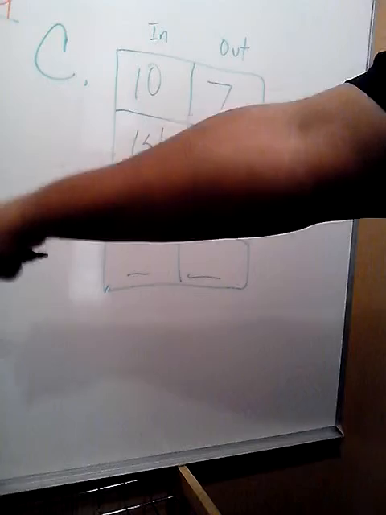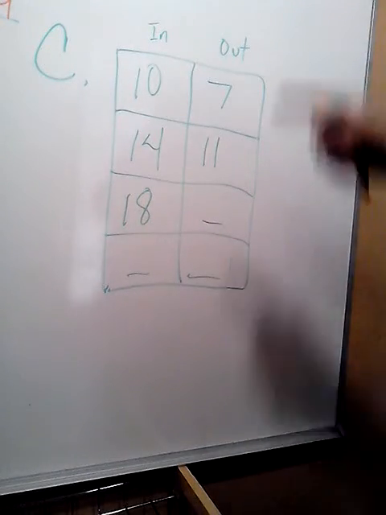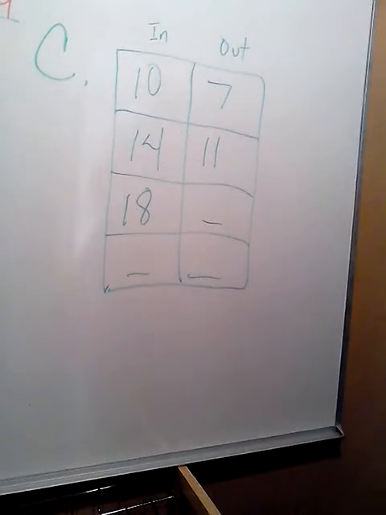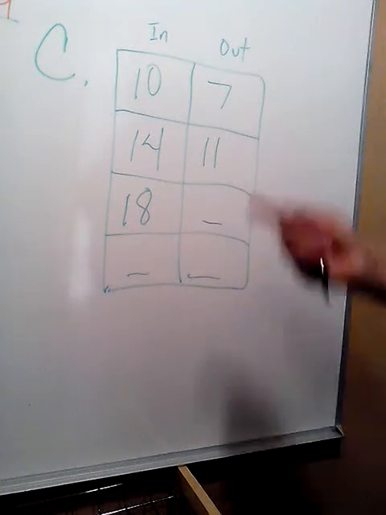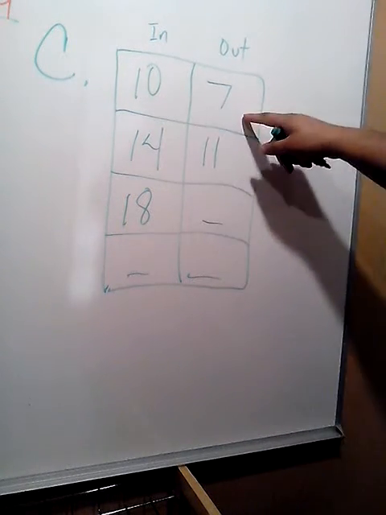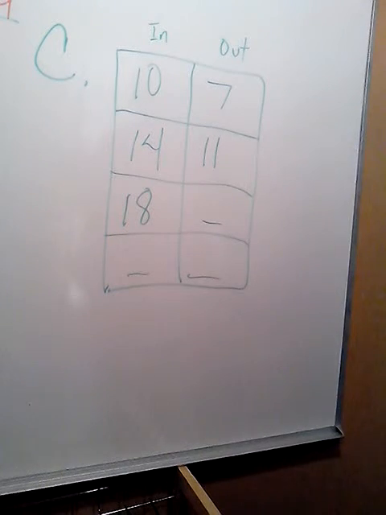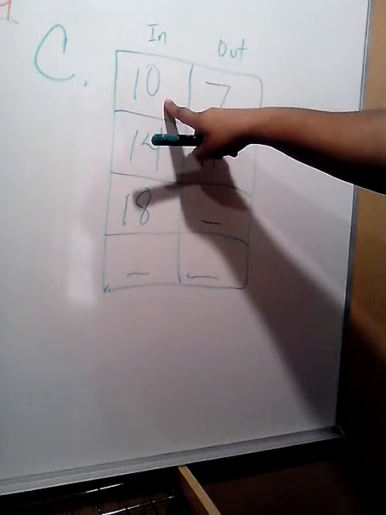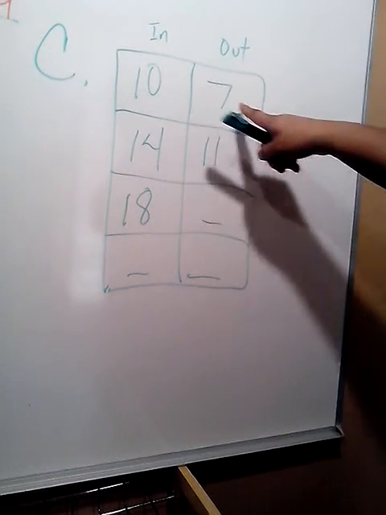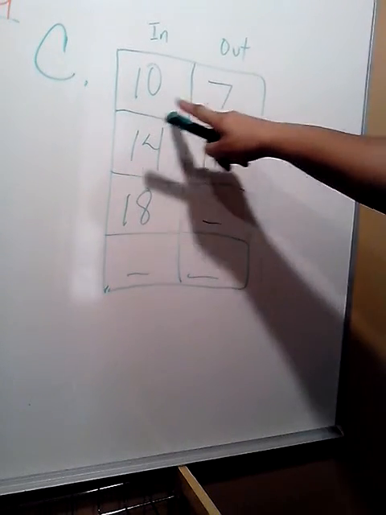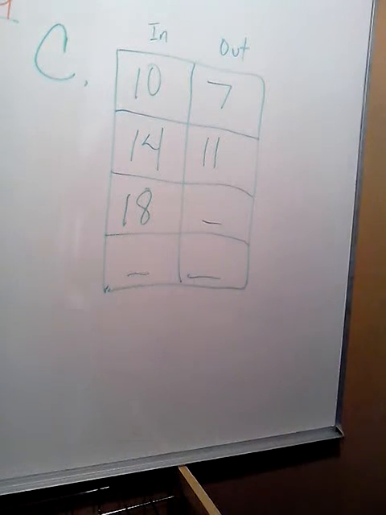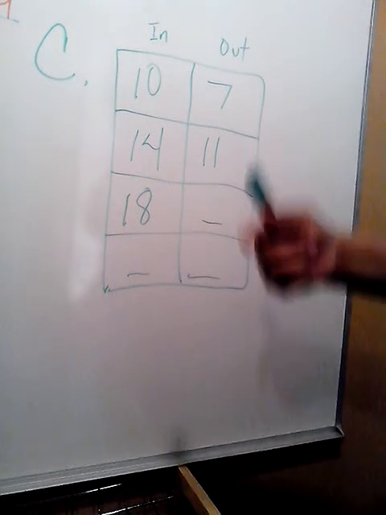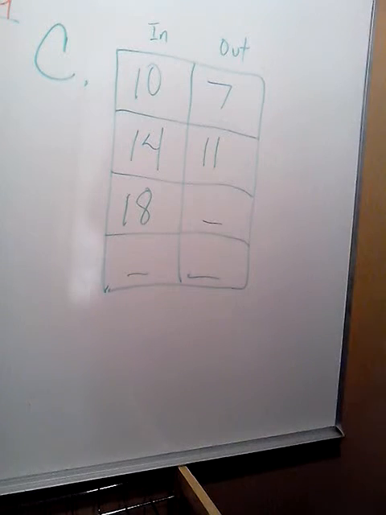Just because it looks different from the other 2 does not mean it is not a sequence. This is still a sequence. You still need to ask yourself, what did I do to this number to get this one? The first thing I want you to notice is that we're going from a large number to a small number. If we're going from a large number to a small number, it can only be either division or subtraction.